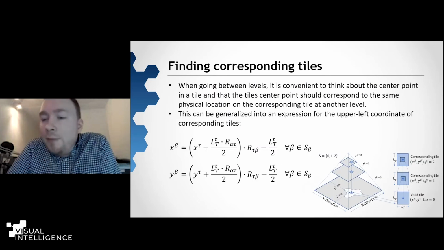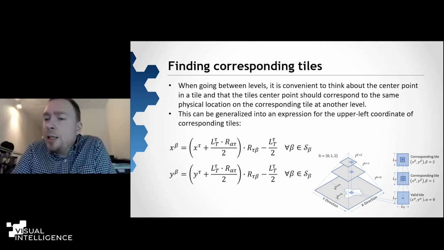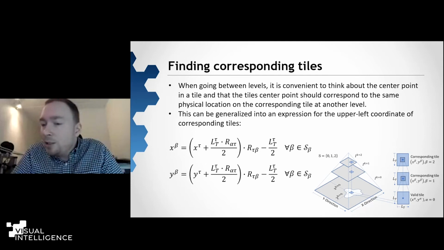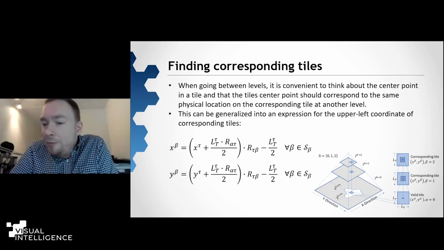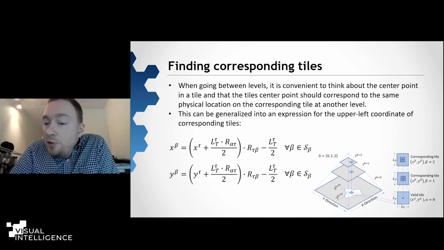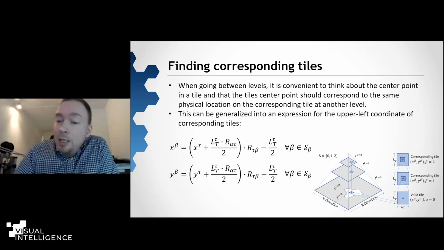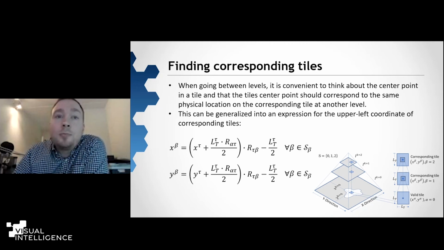Once we have found a valid tile, we would like to find the corresponding tiles on the remaining levels. Tiles are usually referenced by the top left corner. However, when we are going between levels, it is convenient to use the center point of the tile. And we do this by adding half of the tile's length, LT, and then transform this position to the corresponding level by multiplying with the ratio between the two levels.